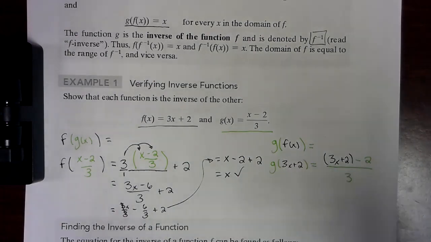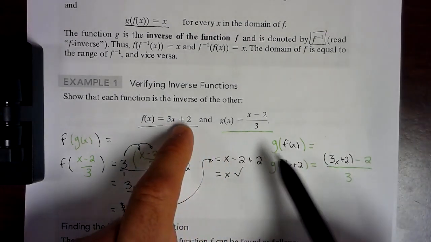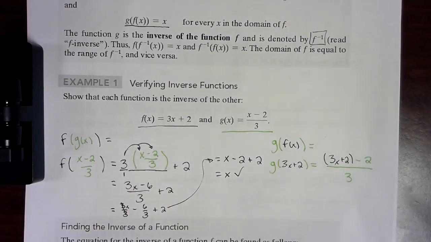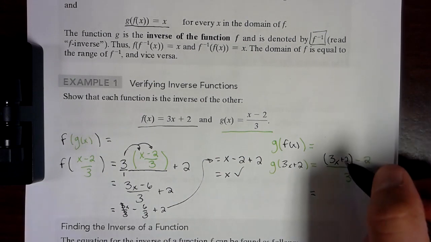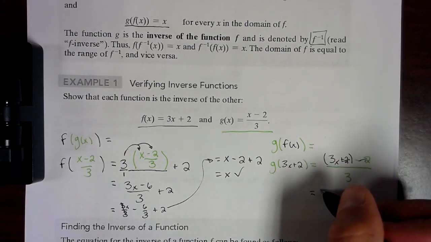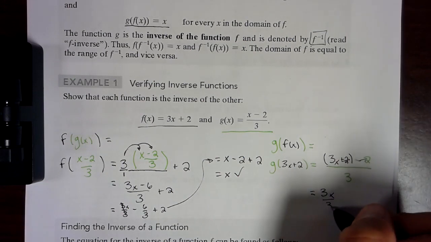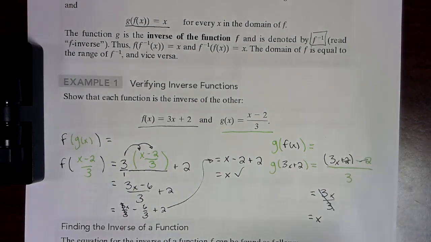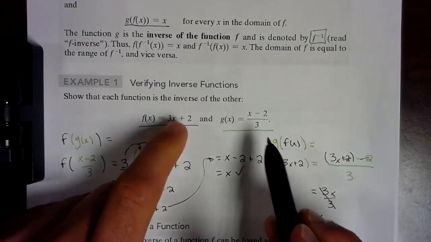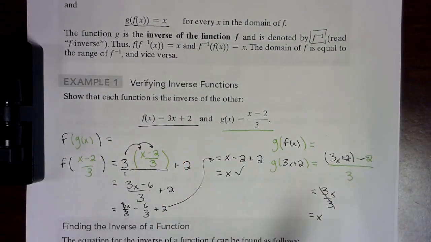Lots of times, like in this case, they don't do anything. But if there are other operations happening to that original x, those parentheses make sure we keep track of our order of operations. So since they don't do anything, I have a plus 2 and a minus 2. Those cancel out, giving us 3x divided by 3, where the 3's divide out, and we end with x. So we can now confirm that these two are inverses of one another.